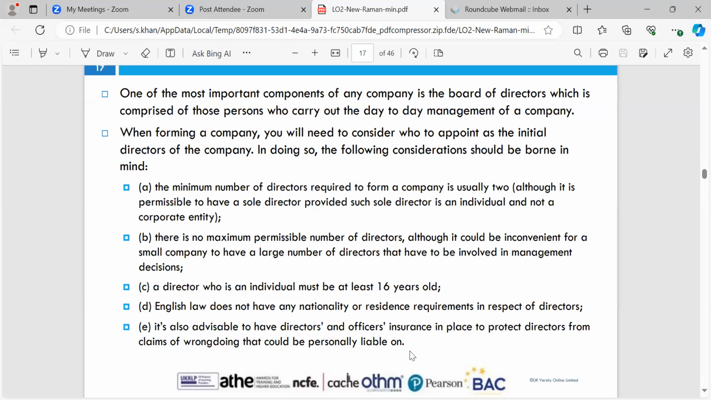A director who is an individual must be at least 16 years old. English law does not have a nationality or residence requirement in respect of directors, and it's also advisable to have directors and officers insurance in order to protect directors from claims of wrongdoing that they could be personally liable for.